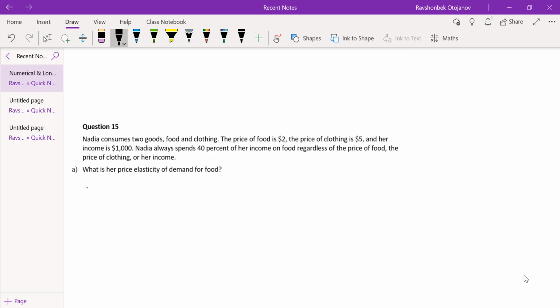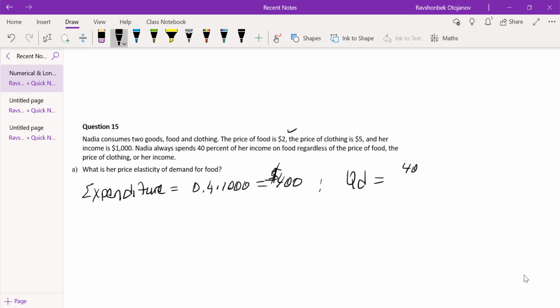We'll calculate the quantity demanded using the prices. Given that Nadia spends 40% of her income, expenditure on food is 0.4 times 1,000, which is $400. And quantity demanded at $2 per unit of food is then 400 over 2, which is 200 units, whatever the units are for food. Next, let's see what her price elasticity of demand for food is.